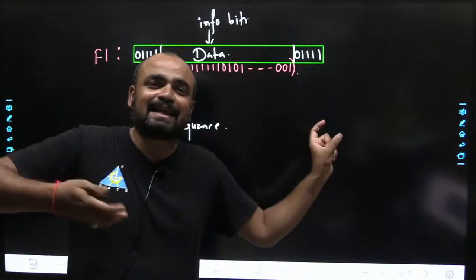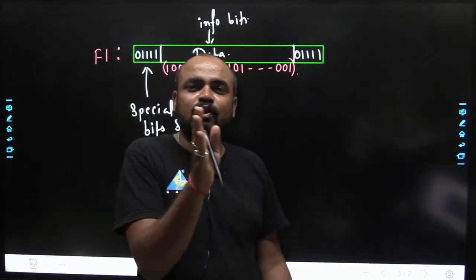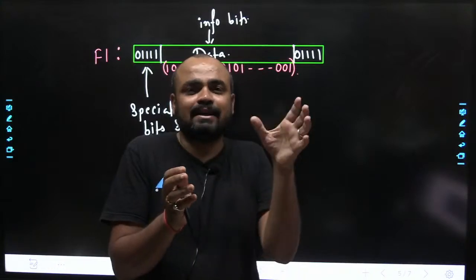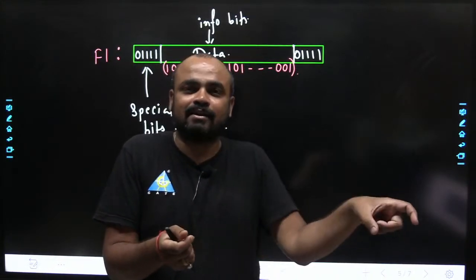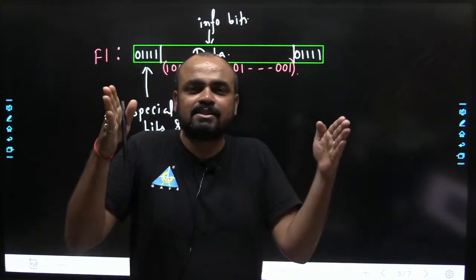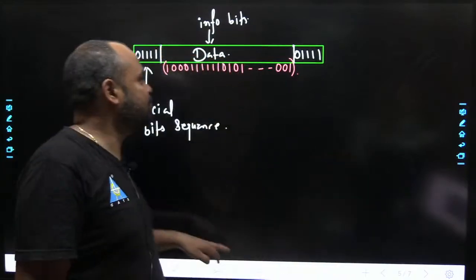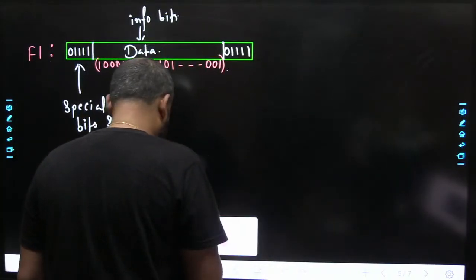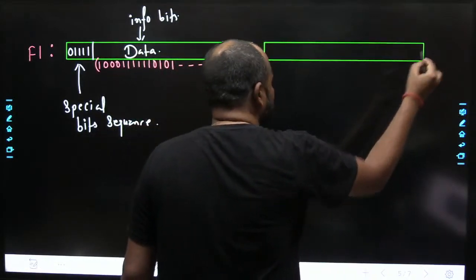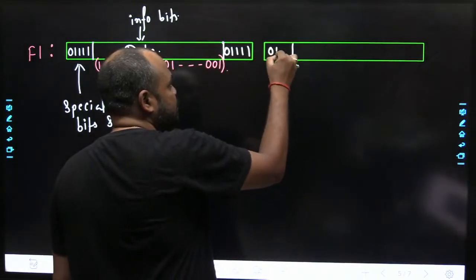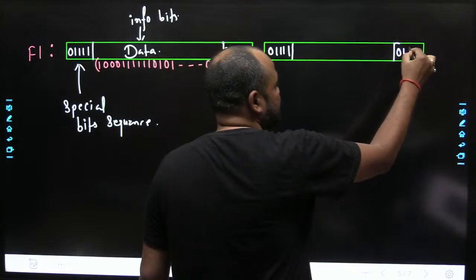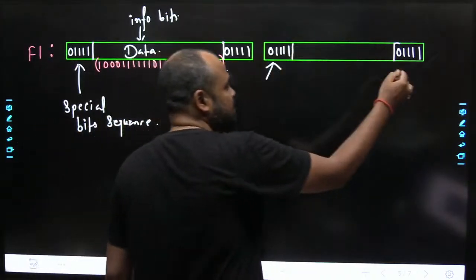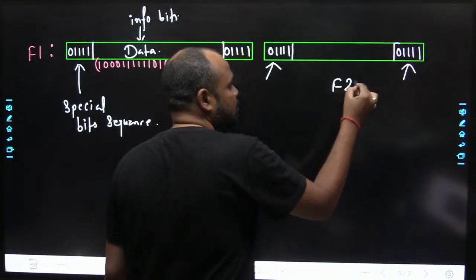Means what the receiver is exactly doing, it is searching for the special bit sequence, 0 followed by 4 ones. And after that, whatever the bit sequence it is receiving, it is considered as data. And once again, if the same bit sequence is hit, the receiver will immediately think, this is the first frame. Again, for the next frame, the same thing will happen. Suppose this is frame number 2. At the beginning, we are going to introduce 0 followed by 4 ones. At the end, 0 followed by 4 ones. So again, the receiver will search for the special bit sequence, and whenever the same special bit sequence hits, it will consider it as a frame. Okay.